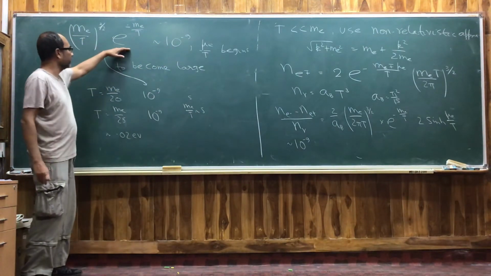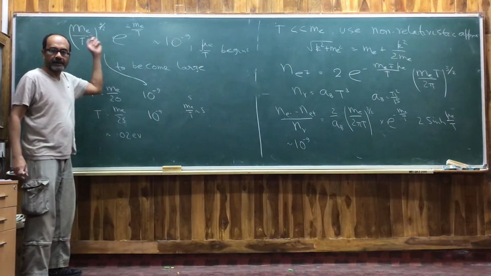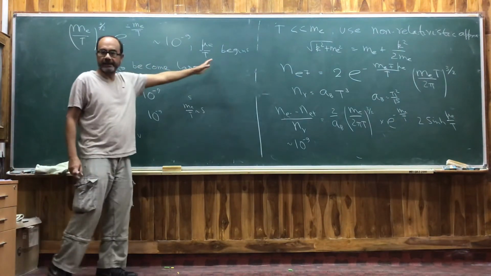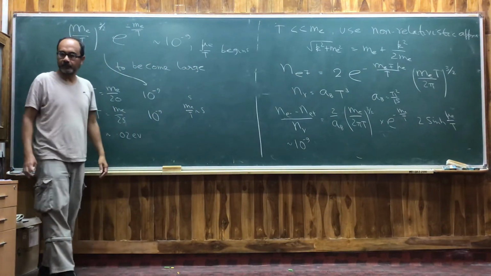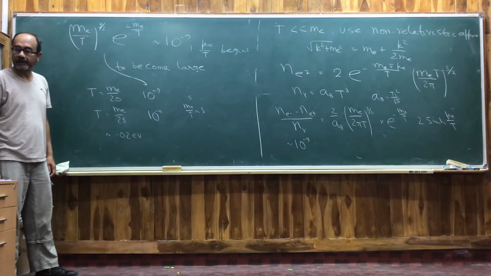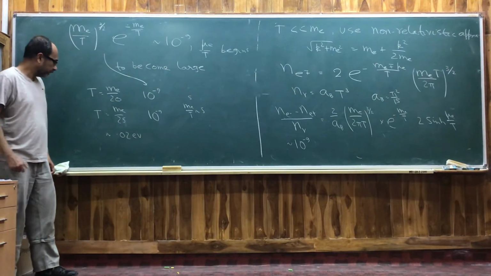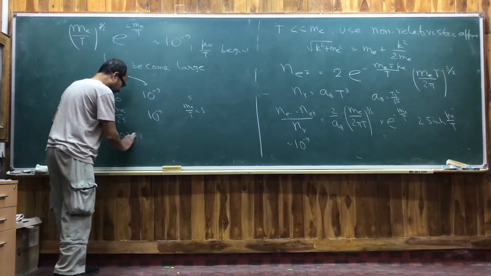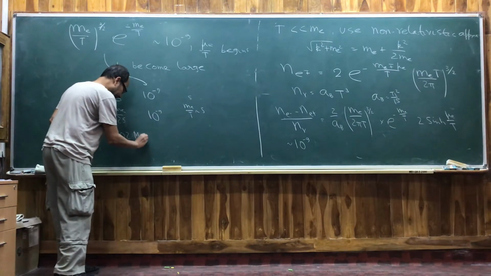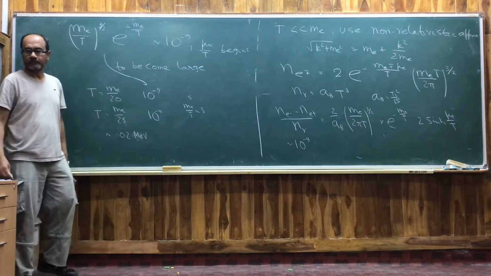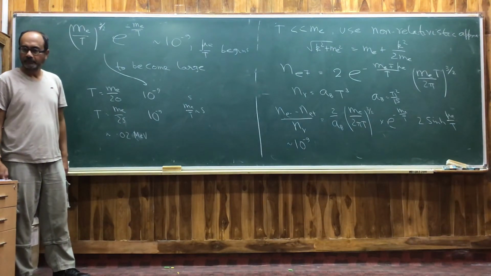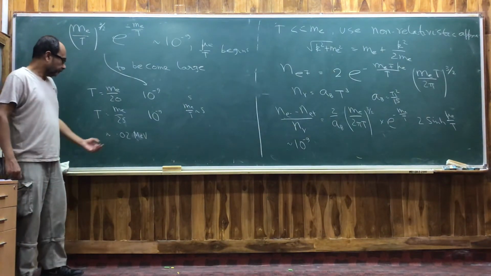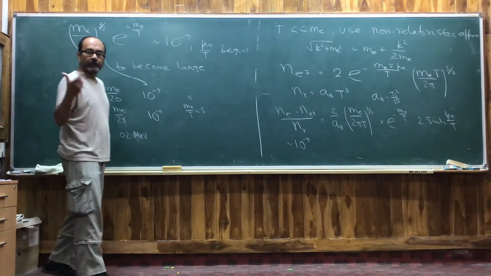But m_e over T of order 5, this number is not very small, so you can think of mu over T as very small. So m_e is 0.5 MeV. Sorry, all of these are MeV, not electron volts. So 0.1 MeV is when the nuclei will form.